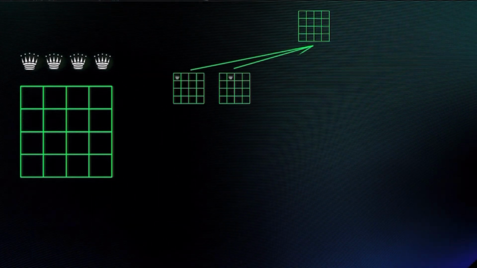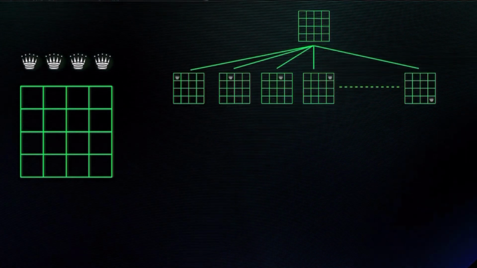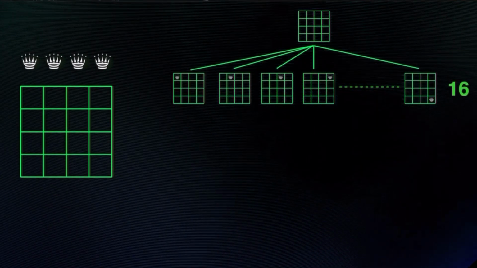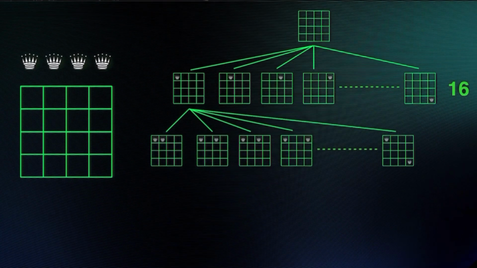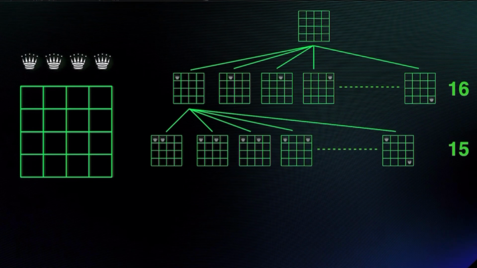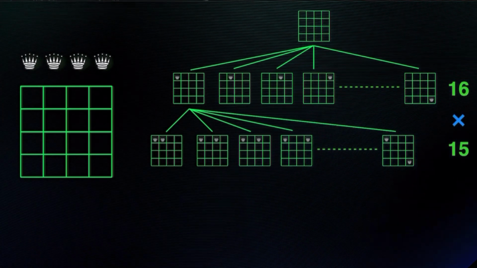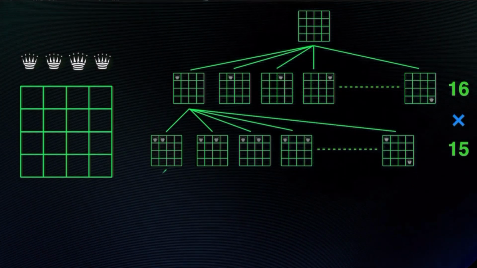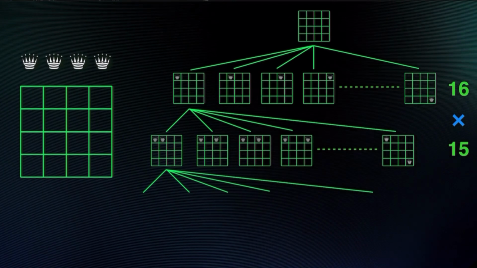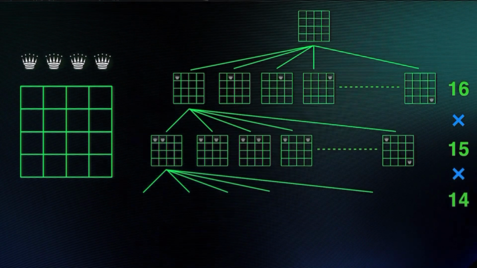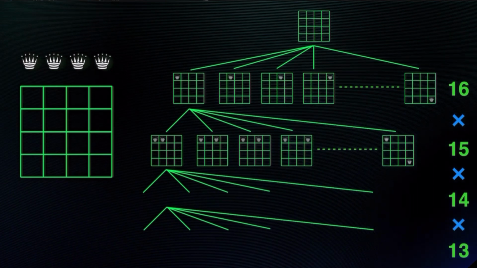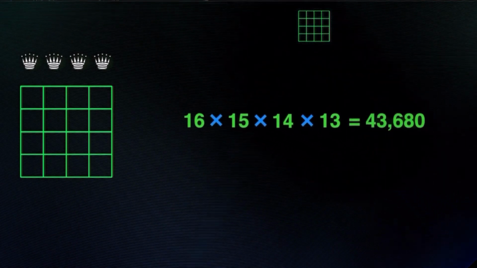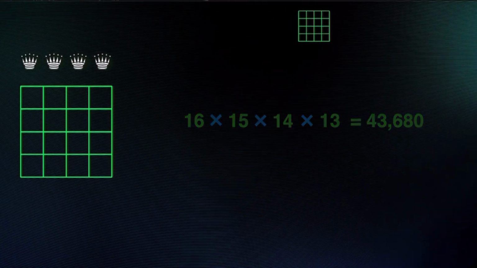The most basic approach is to place the first queen on any empty square, so 16 possible positions. We can then add the second queen, giving 15 new branches each time, for a total of 16 times 15 nodes. At the next level, there are 14 empty squares left to choose from, and for the final queen, 13 choices. 43,000 final nodes is a large number, and we can do much better.